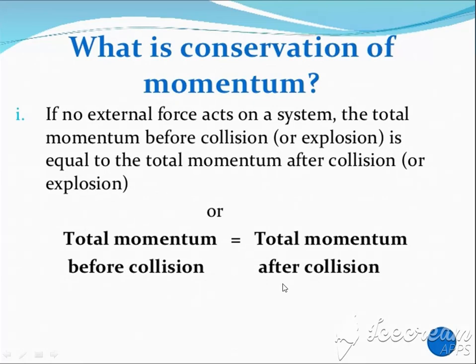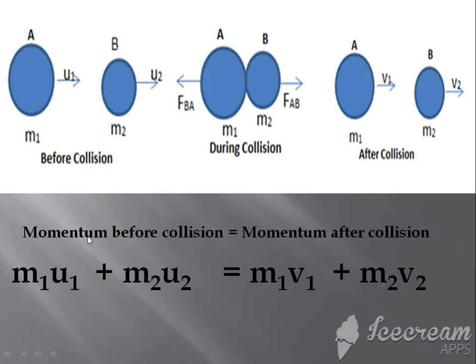Now let us try to understand it. Suppose there are two balls A and B, one of mass m1, another of mass m2. The speeds are u1 and u2. These are the initial speeds. After they collide, their speeds change. Mass remains unchanged, that is m1 and m2, but the speeds become v1 and v2.